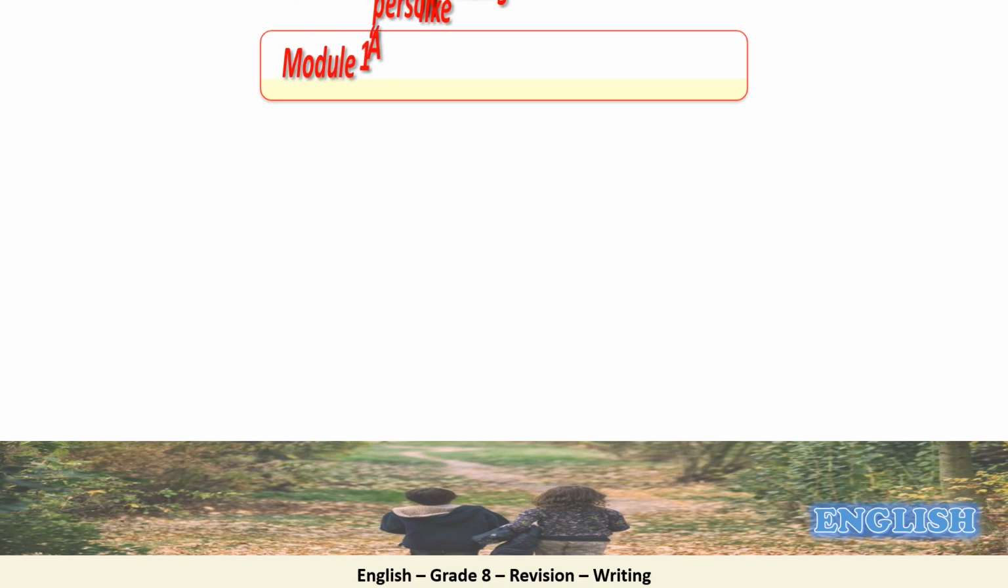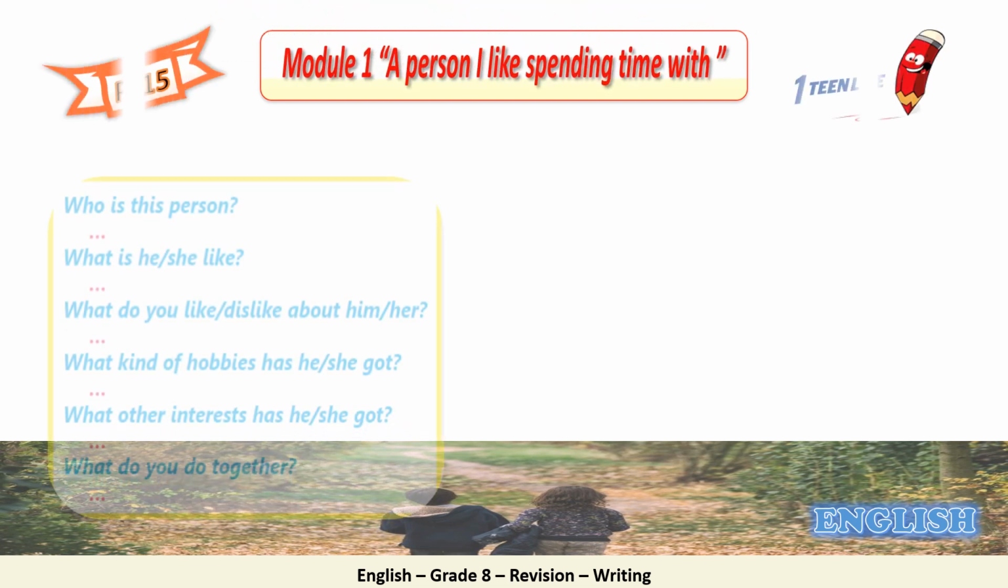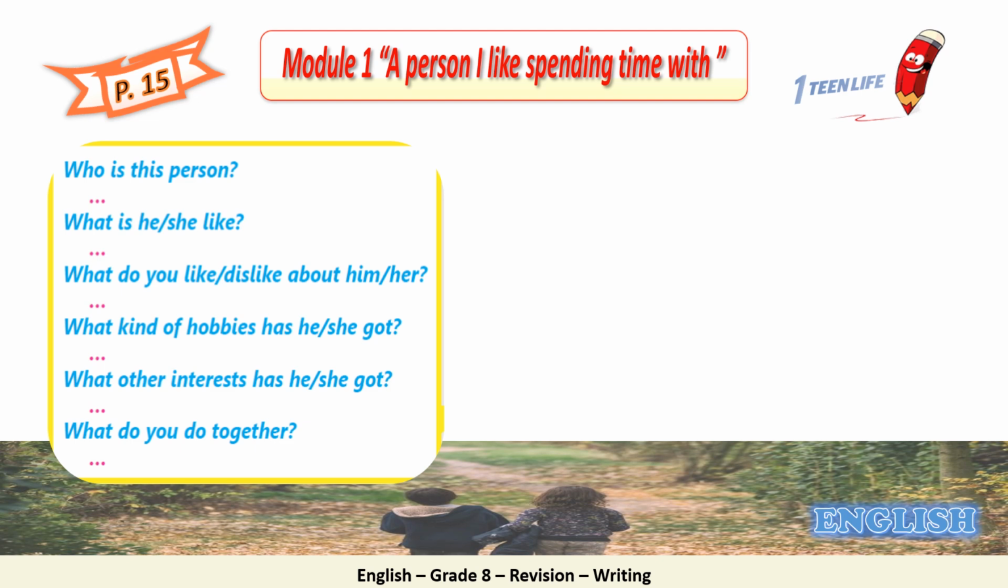Let's begin with the writing task in Module 1, page 15. Describe a person you like spending time with. This will work for writing about one of your friends, family, relatives, or anyone you know very well. Got someone? Great! Let's begin.